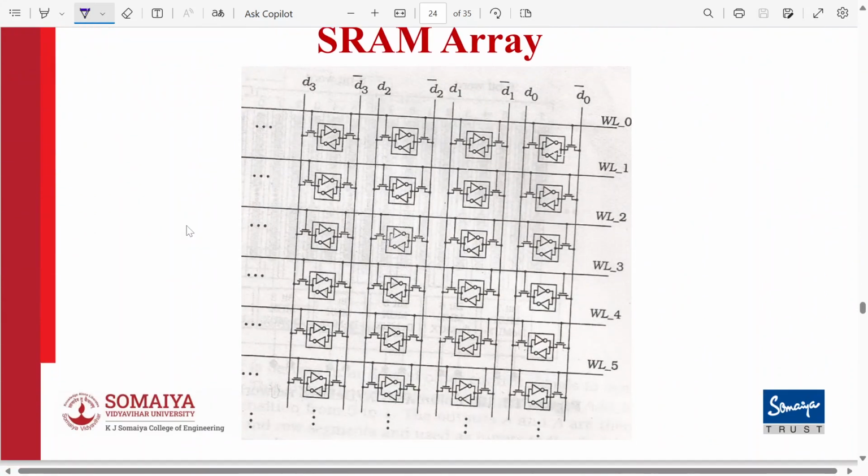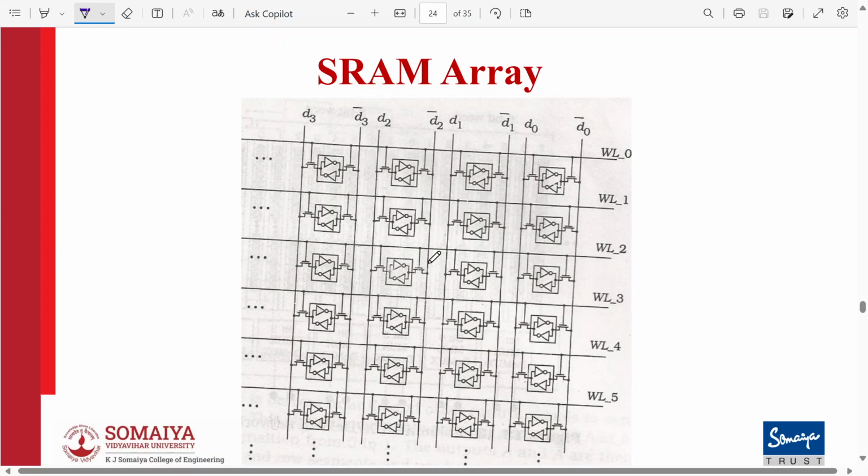Great. So this is how the SRAM cell looks. These are the bit lines and these are the word lines, if I connect them in an array. Understood? So the symbolic form is used, that is this one. This is the symbol of an inverter, and then we have the access transistors like this.